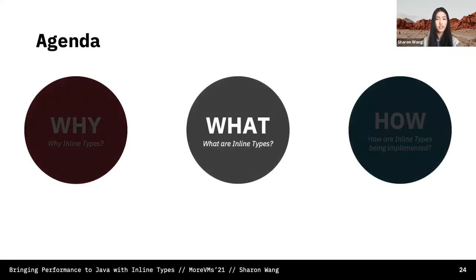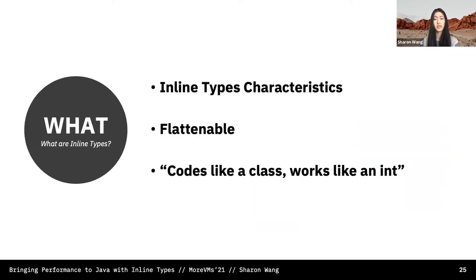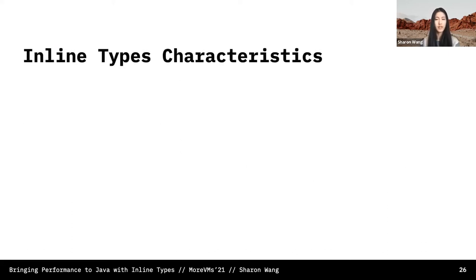Now that we've briefly touched upon inline types, let's dive a little bit deeper into what they are. Inline types have some key characteristics that enable them to bring about the benefits of both objects and primitives, such as the characteristic of being flattenable. We'll also look at why the slogan "codes like a class, works like an int" fits so well. Let's start off with the main characteristics.